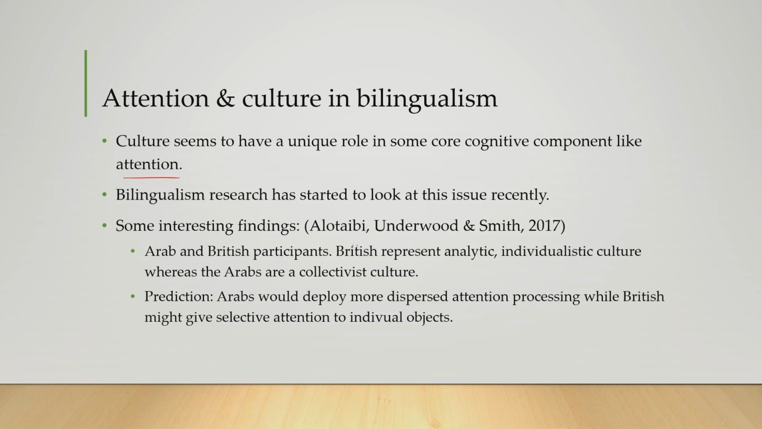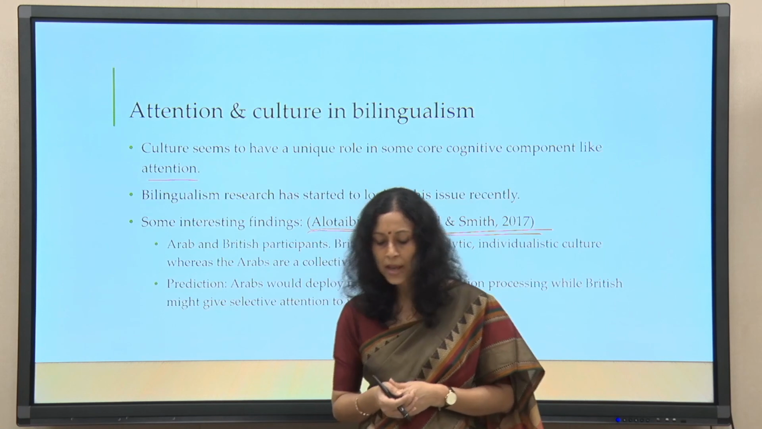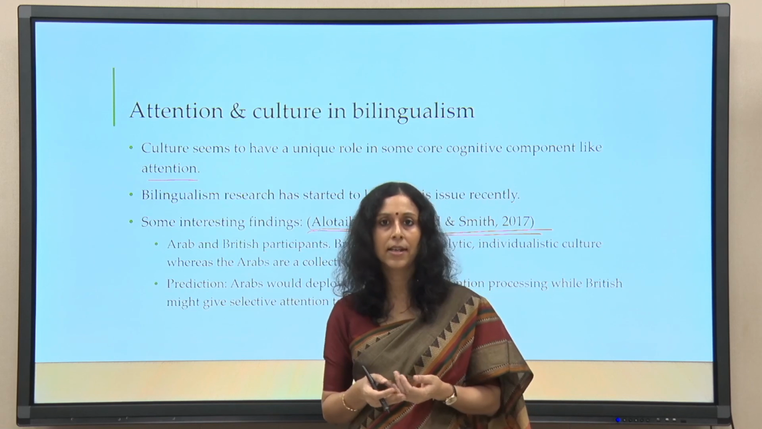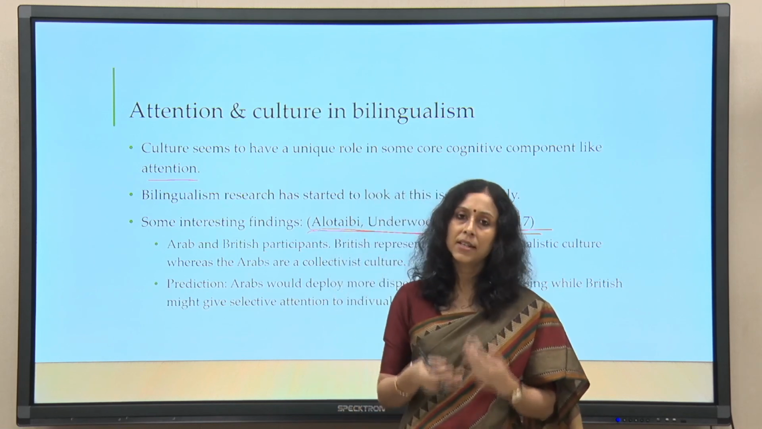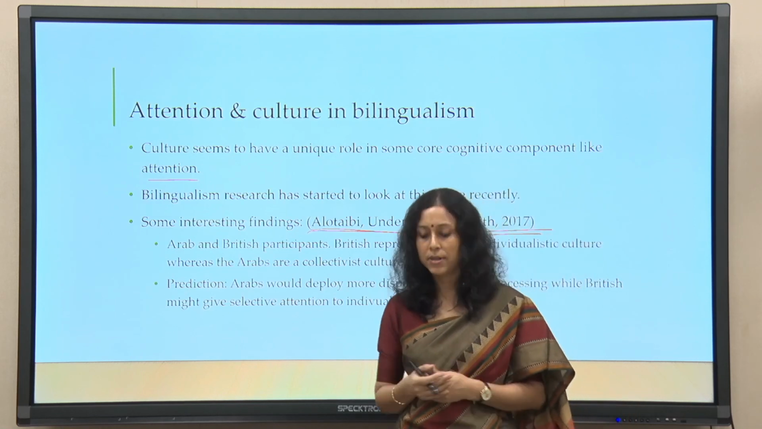This has been a very important and influential research, which has been replicated by many others as well. This study looked at Arab and British participants. Now, Arab and British cultures are very different. On the one hand, British culture respects individuality. So, such societies are individualistic, analytic and so on, whereas Arabs are a collectivist culture. Something like this Oriental-Occidental difference. Indian culture is also a collectivist culture, whereas Western cultures, American, British and so on, are individualistic.